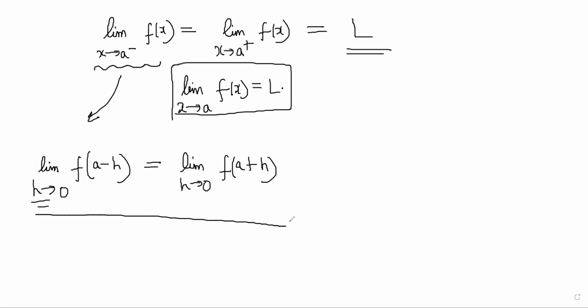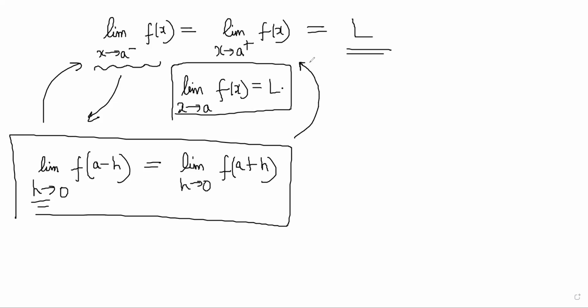This is saying the same thing as the previous one. You should understand this point clearly. Here h is positive. Writing a minus and a plus is not a proper notation; it is just to understand. In this one you are approaching from this side, so the x value should be slightly less than a, and here slightly above a, right?